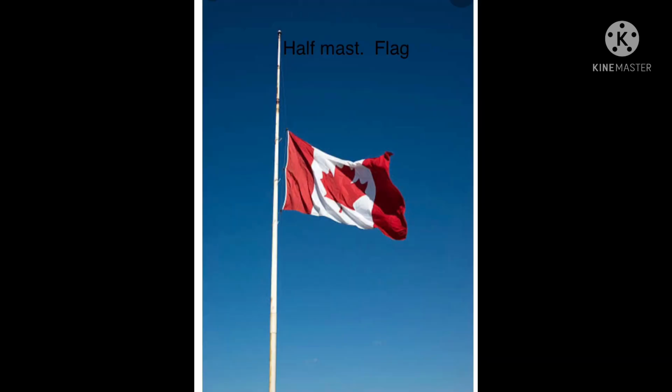Many soldiers have died in the war. Then what the country does, they put a half mast flag as a mark of respect for those soldiers who have given their lives for the country.